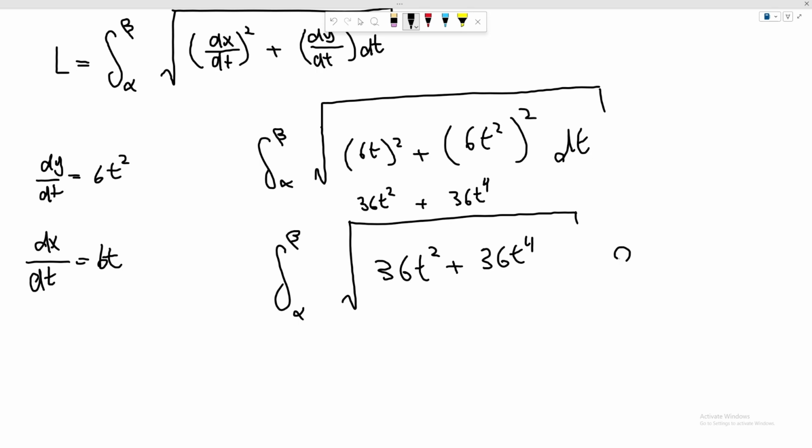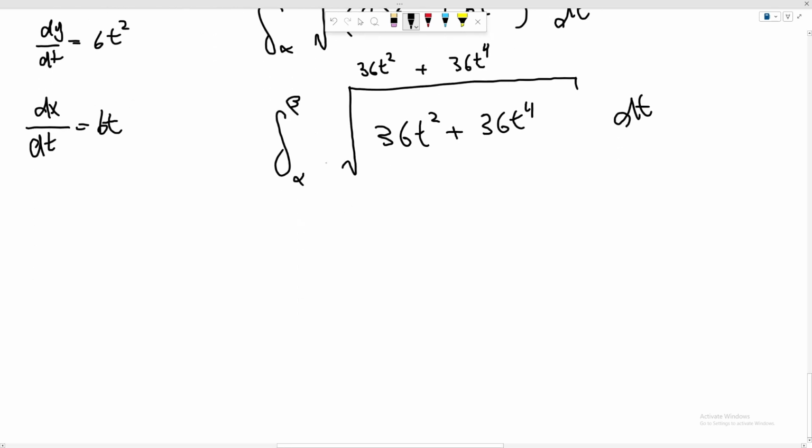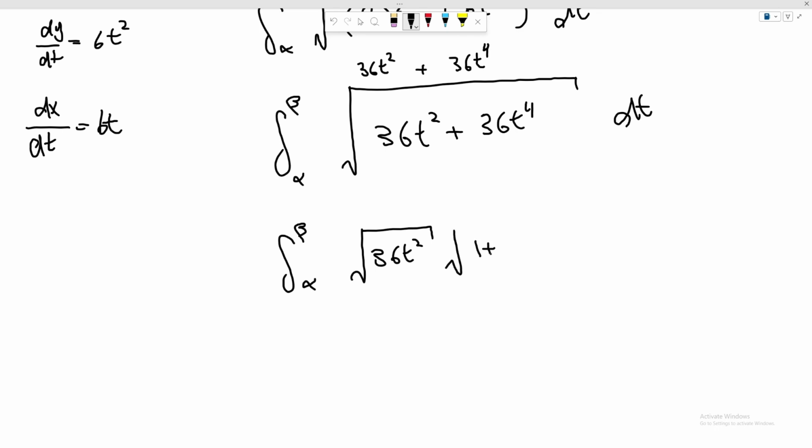Right? And so this is what we have. And what I could do here is I could pull out a 36t squared, which becomes 36t squared. And then when you pull it out, it multiplies. And so what we'll get is 1 plus t squared here. Right? So I pulled out, so this became 36t squared, 1 plus t squared. And I actually pulled out a 36t, so there wouldn't be a 36 here. That's my mistake. Because I pulled out a 36 from both sides, so that's what it would leave me with.